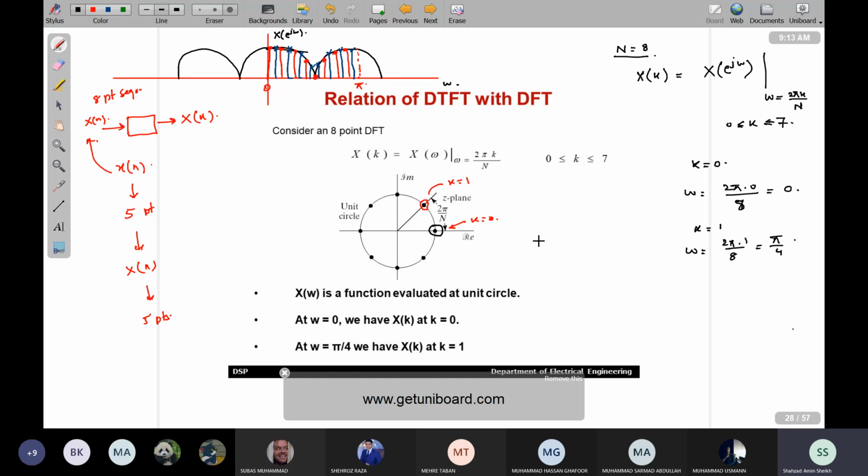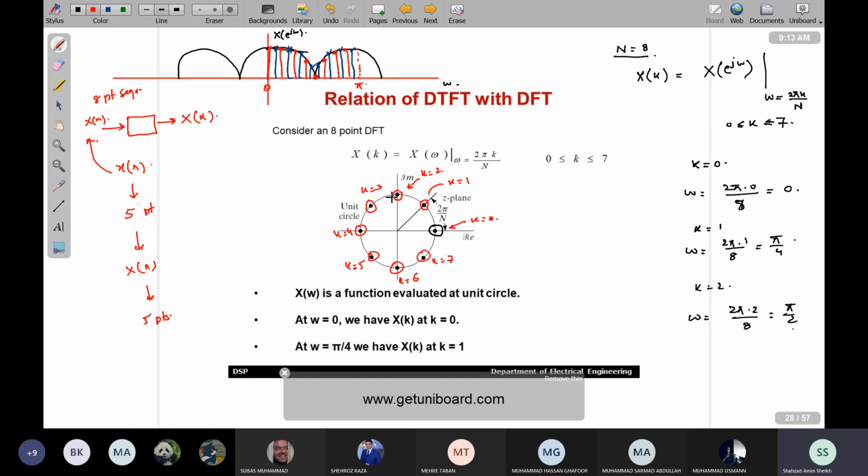For k is equal to 2, omega is equal to 2 pi 2 divided by 8, which is equal to pi by 2. So it means that this point is for k is equal to 2. Similarly, this is for k is equal to 3. This is for k is equal to 4. K is equal to 5. K is equal to 6 and k is equal to 7.